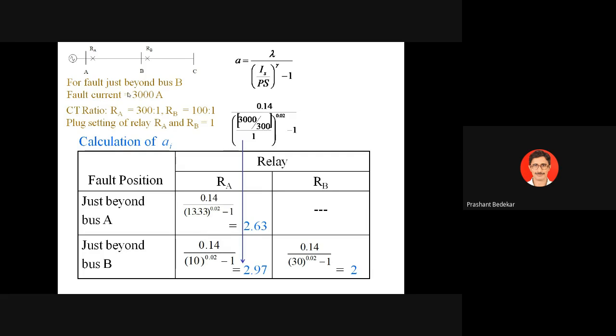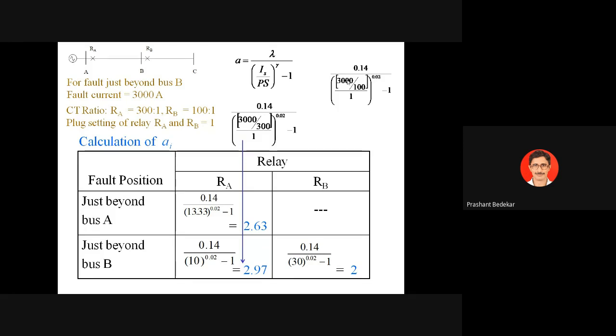Now for the fault just beyond B, we will do the same calculation for the constant of relay B. IDMT relay, so 0.14 divided by, the fault current is the same. Whatever fault current is seen by relay A, the same is seen by relay B, because I am considering this as a radial system. There is no other path which can take the current and make the two currents unequal. So whatever current flows through RA, the same flows through RB. That is 3000.